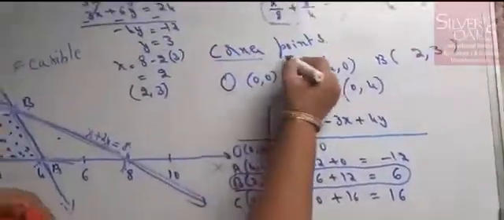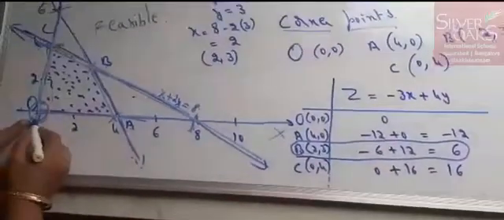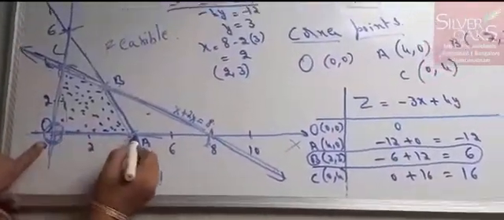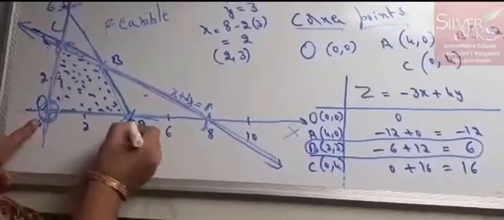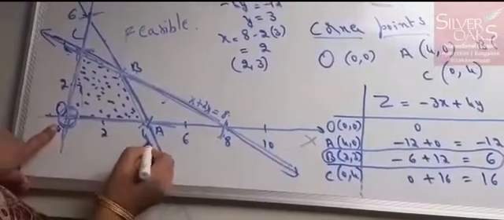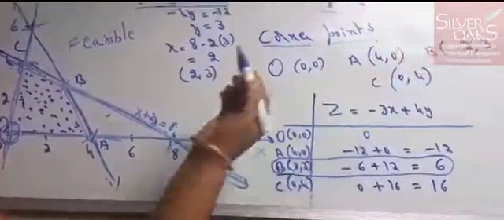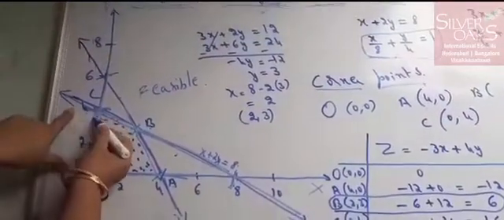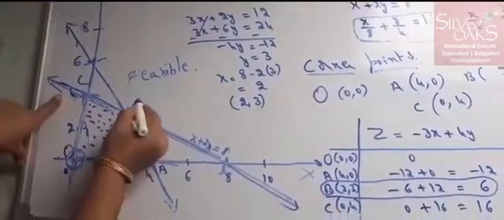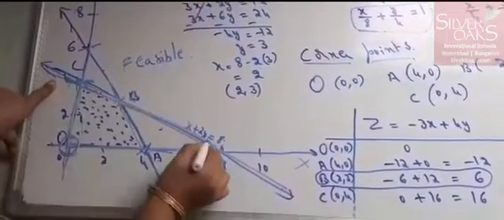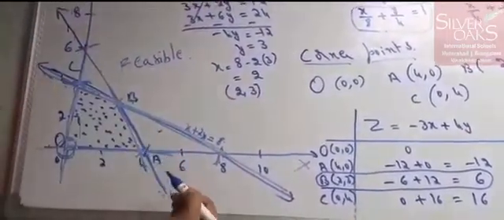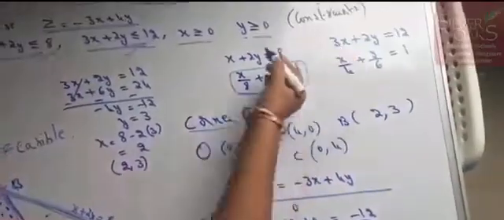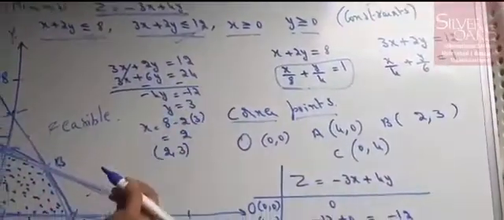Now what are these corner points? O is 0, 0, we know that, but A is a point on x-axis. So it is x value 4, 4, 0. And C is on y-axis, obviously this is 0, 4. Now how about B? B is the point of intersection of these two lines. Now you remember how do we find the point of intersection of two lines?